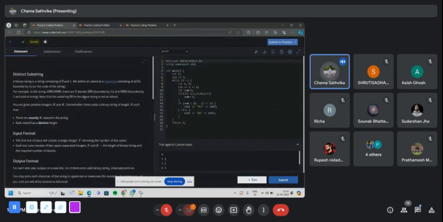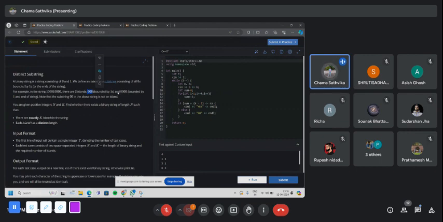In the third question, distinct substring. A binary string is a string consisting of 0 and 1. We define an island as a substring consisting of all zeros bounded by ones. For example, in the string 1 0 0 0 1 0 0 0 0, there are two islands: 0 0 0 bounded by ones, and 0 0 0 0, four zeros bounded by one and the end of the string.